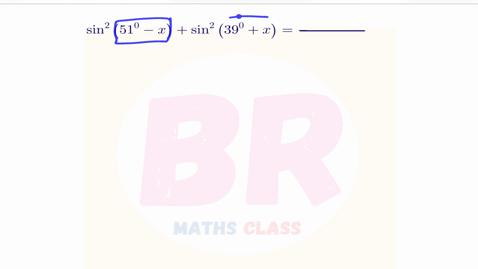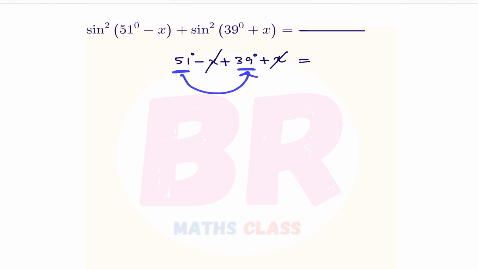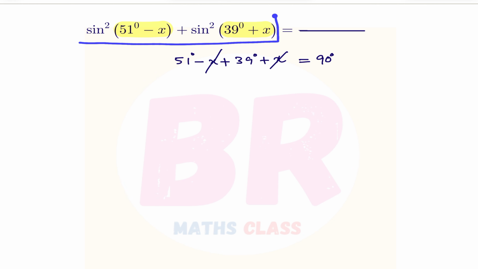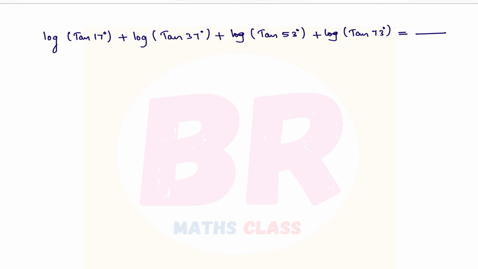You observe the sum of these two, 51 degrees minus x plus 39 degrees plus x. You see this minus x plus x will get cancelled. 51 degrees plus 39 degrees, if you add these two, you will get 90 degrees. So you identified that a plus b is 90 degrees. As a plus b is 90 degrees, what is sine square a plus sine square b? Sine square a plus sine square b is 1. So without solving this in single step, you can write the answer. You see this question, you pause this video and try the solution on your own. Later, you come and check the solution.